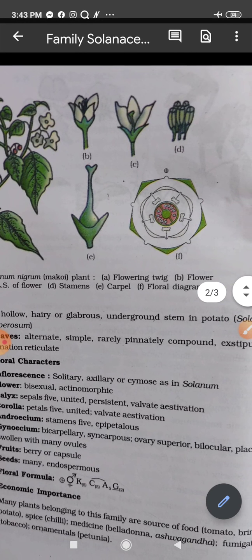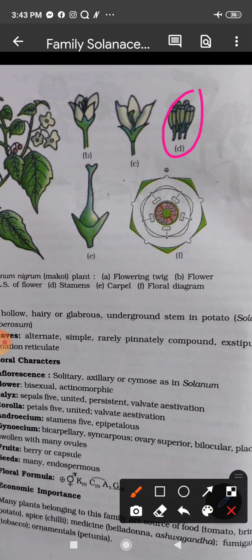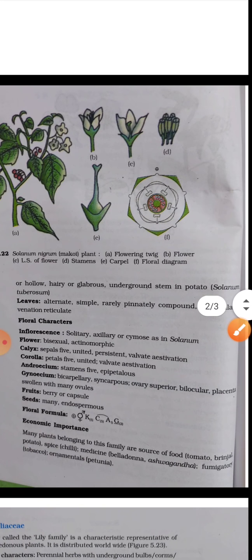C is the longitudinal section of the flower, and then you can see the stamens. Here these are the stamens. This is the carpel that is there, right? And again you can see here the floral diagram of this particular family, right? So we will continue with the stem, right?